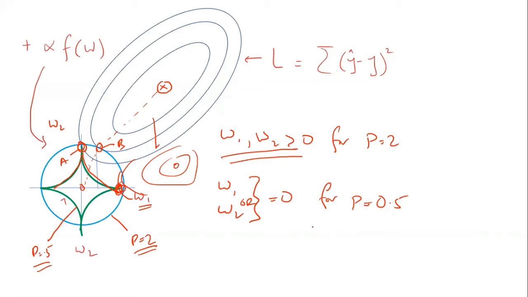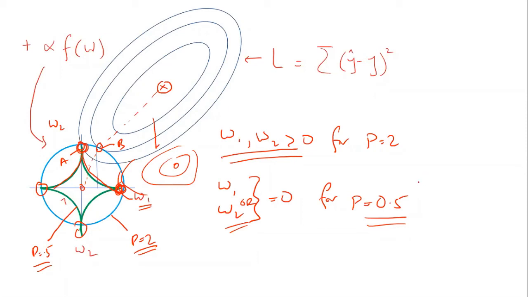Basically, what I'm trying to say is that when p is equal to 0.5, the optimal solution is going to be where one of the weights is going to be equal to 0. It's concave. So as this becomes bigger and bigger, it's going to find a solution where one of these is going to be on the edges, okay? Because those points are going to be appearing first as that concentric circle becomes bigger and bigger, okay?